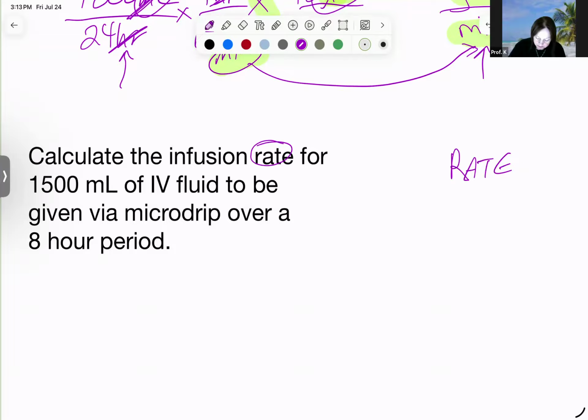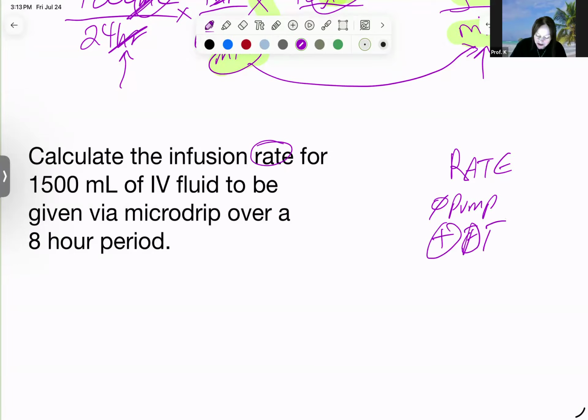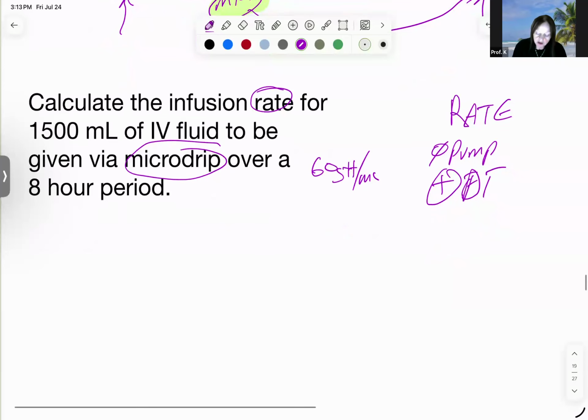Do I have a pump? In this question, does it say the word pump? No pump. Do I have a drop factor? Yes, I do. So the drop factor is the micro drip, and you have to remember the micro drip is 60 drops per milliliter. We're going to still do the same process. So I have no pump and I have a drop factor. My wanted is drops per minute.